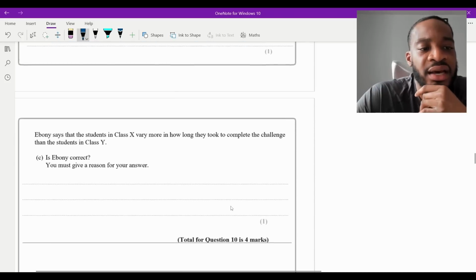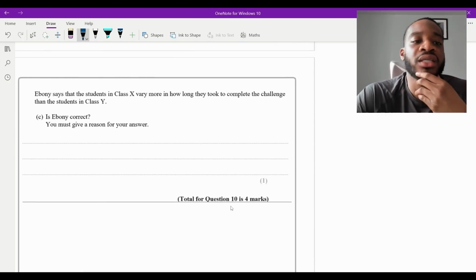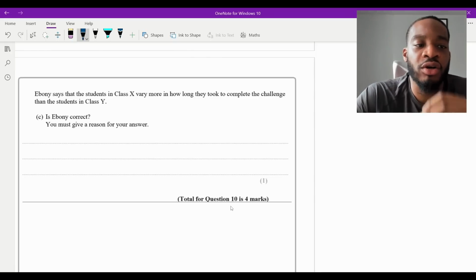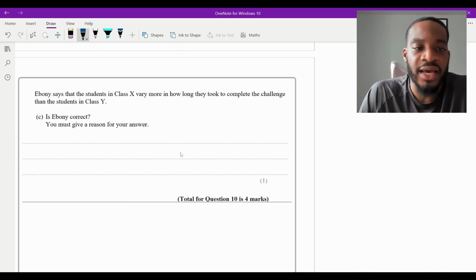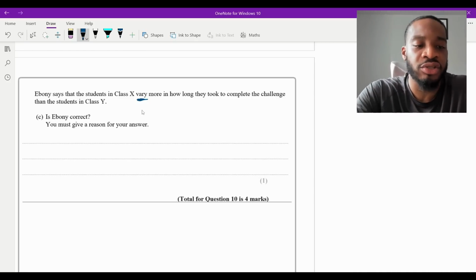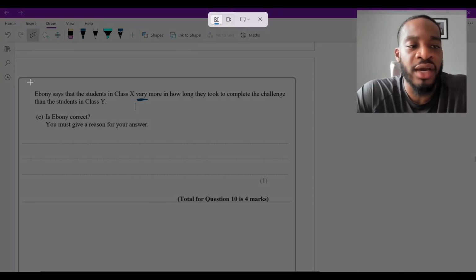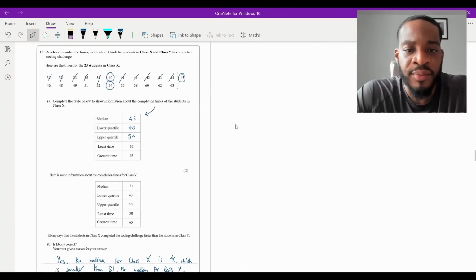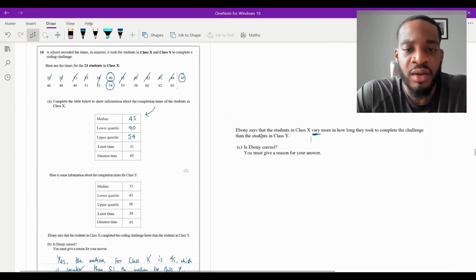Now we've got part C here. It says Ebony says that the students in class X vary more in how long they took to complete the challenge than the students in class Y. Is Ebony correct? Again, when you see this word vary, what you're talking about is spread. How spread out are the completion times? You figure that out by looking at the range and interquartile range. So let me just put this question here, and then we can have a look.